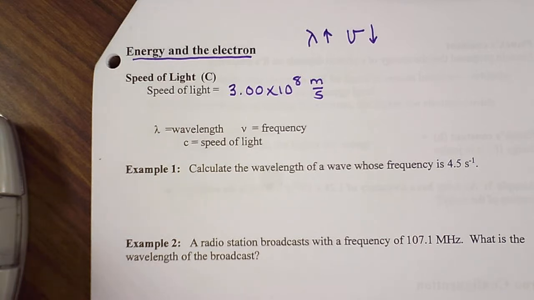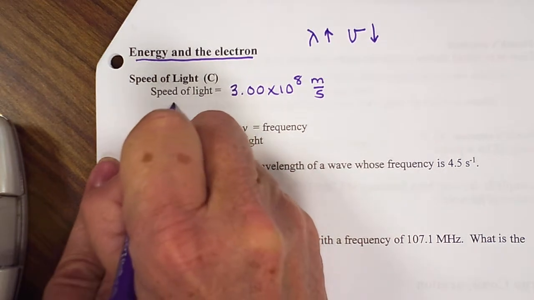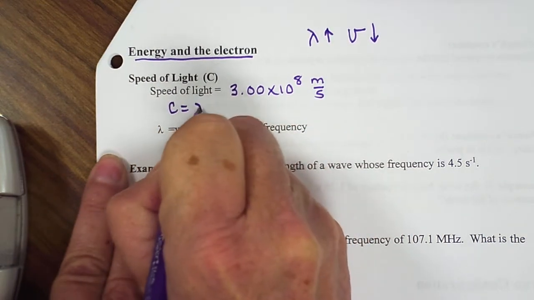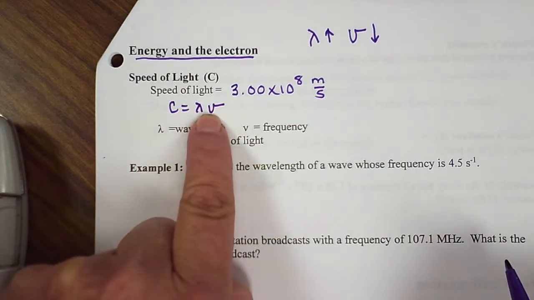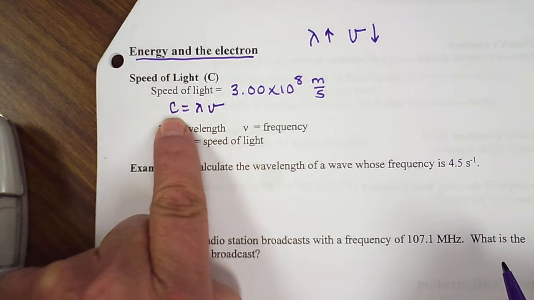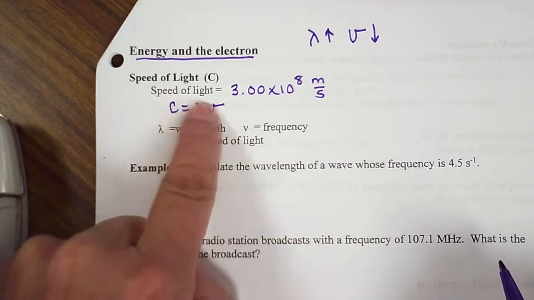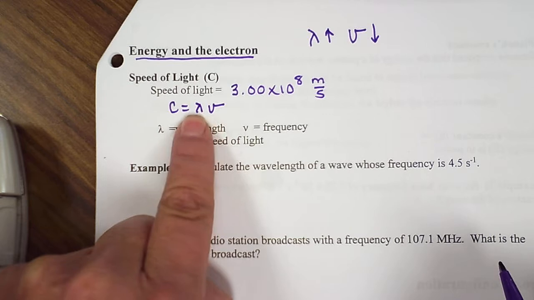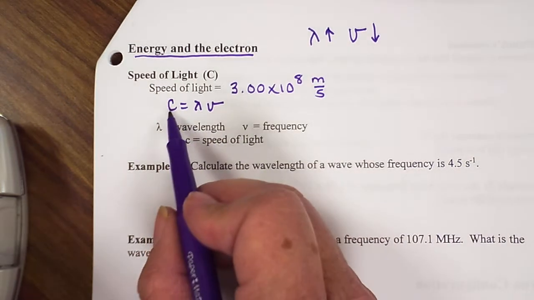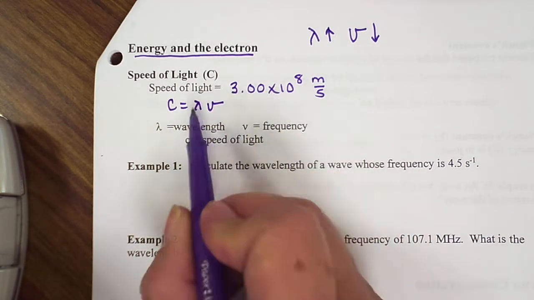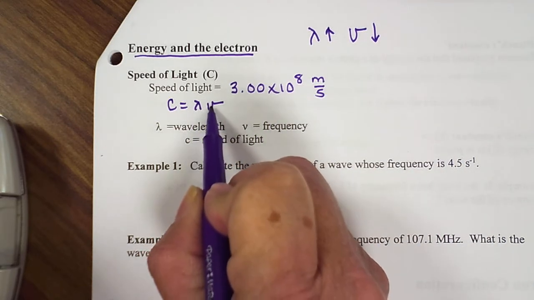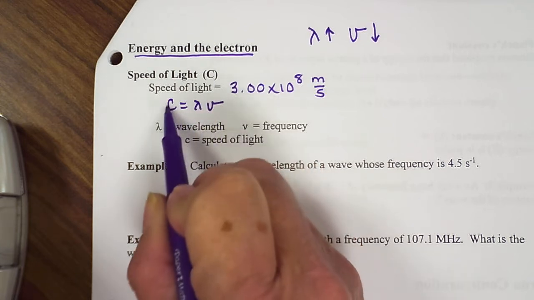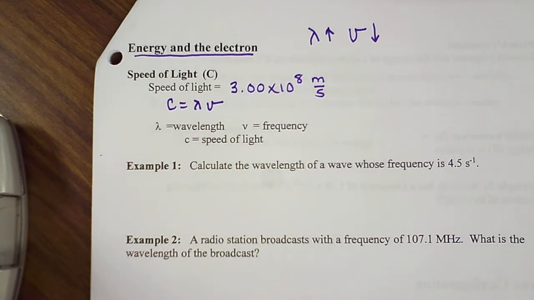We use the formula C equals lambda nu, wavelength times frequency in a vacuum is equal to the speed of light. This is the formula we're going to use to solve for wavelength or frequency. We use the speed of light as the constant so that as wavelength decreases, frequency increases, because together they always have to equal the speed of light in a vacuum.